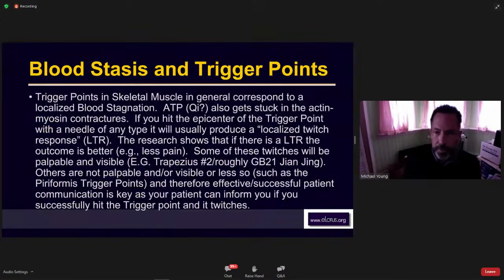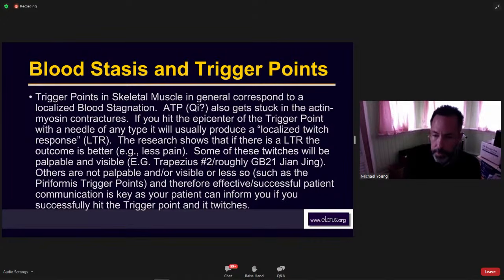So blood stasis in skeletal muscles generally corresponds to trigger points. ATP, maybe Qi, gets stuck in the actin myosin contractures. If you hit the epicenter of the trigger point with a needle of any type, it will usually produce a localized twitch response, or LTR. The research shows that if there is an LTR, the outcome is better, meaning less pain. Some of these twitches will be palpable and visible, like the trap number 2, roughly the gallbladder 21 area. Others are not palpable or visible, or less so, such as the piriformis trigger points.